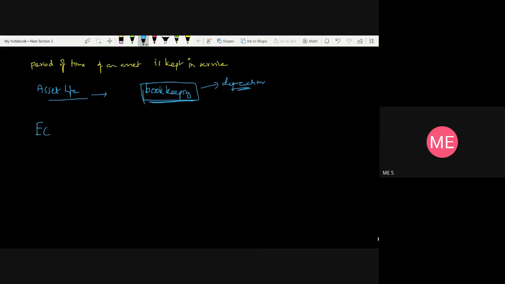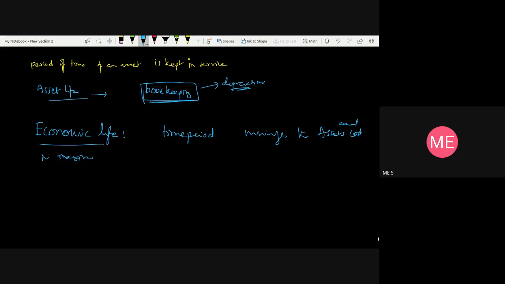So economic life is defined as the time period which minimizes the asset's annual cost and maximizes the net annual income. So it is nothing but the economic life of an asset.